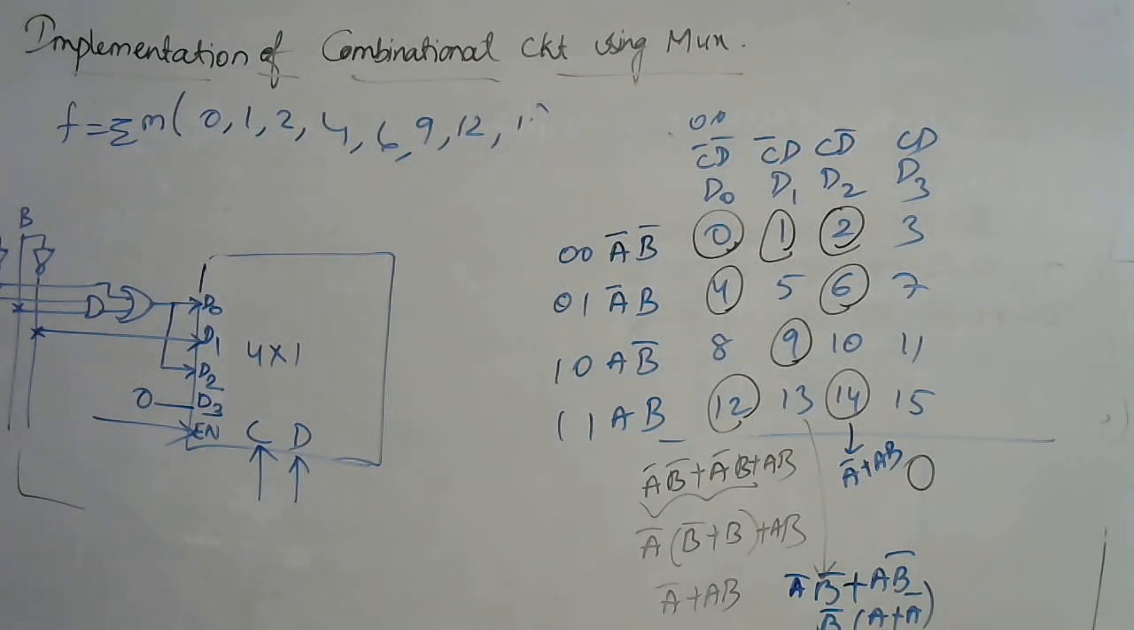This is how to design any combinational circuit using a multiplexer. So in this I have given examples of how to implement an SOP expression, how to implement a POS expression, SOP along with don't cares, as well as a cascading example.